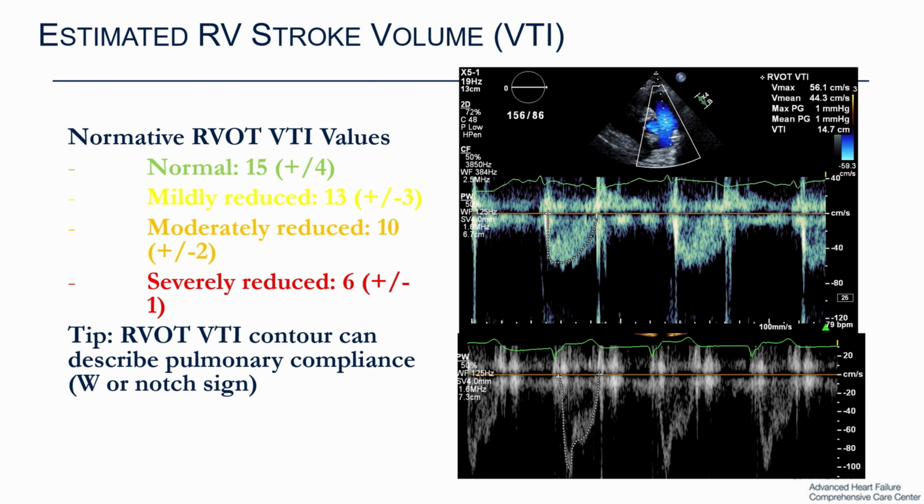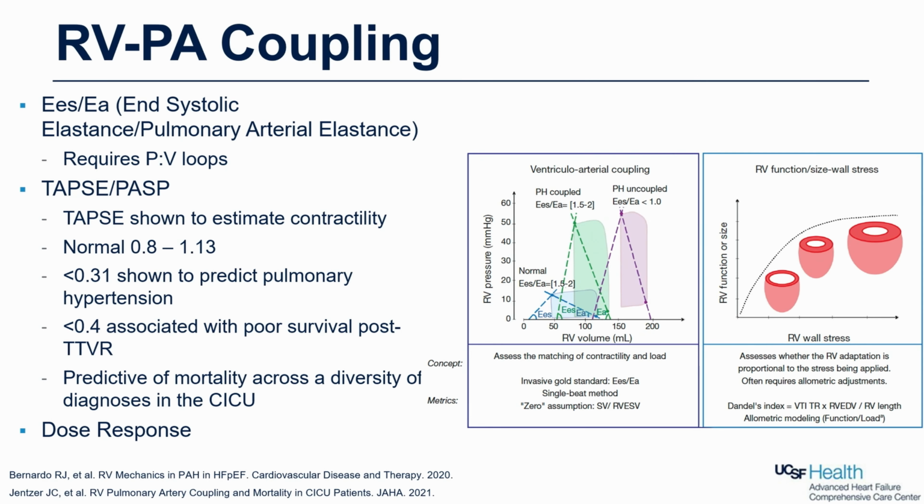You can also find some other helpful information here. When you have a notch, you can find a non-compliant pulmonary vasculature. And a lot of the time you can see whether it's coming from your LV or you're ejecting into a non-compliant circuit. It's really telling you that this RV is struggling. This RV is seeing resistance that it is about to struggle against.